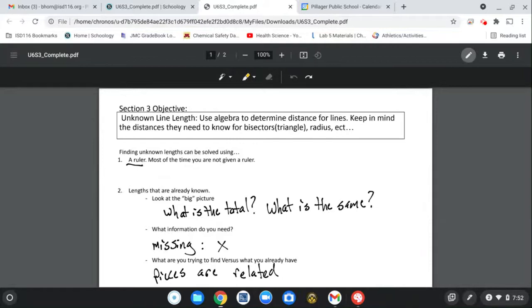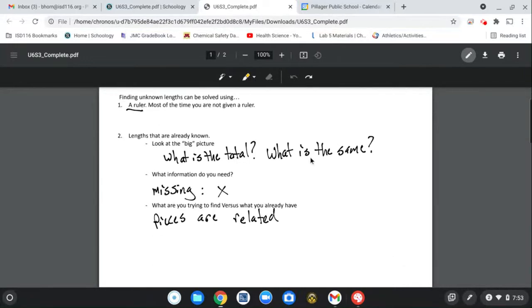The notes are already completed. I may add a few things during this. I know you could use a ruler to find these missing segments, and like here it says most of the time you're not given a ruler, which is true, and I know you could get one. Let's not even go into that. You'll be totally fine figuring this stuff out. I know you guys can do it.